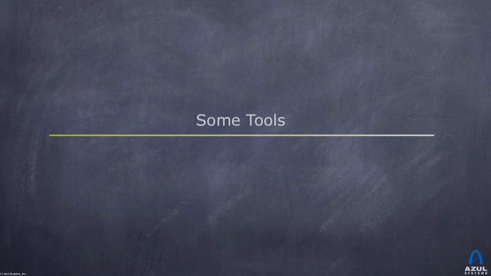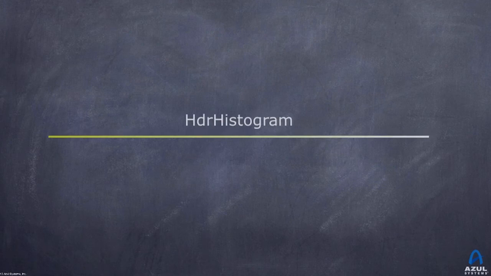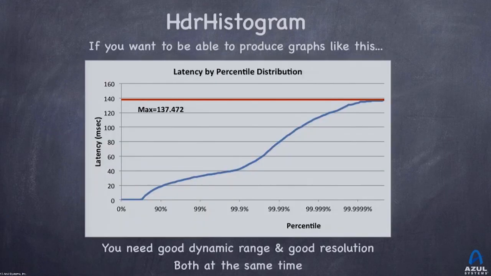OK, I'll go into some tools that I've built. There's something I call HDR histogram. It's open source, actually public domain code up on GitHub, and it's now pretty mature. A lot of people have started using it and integrating it into software. It's Java. A couple of people are working on Python and C ports of it as well.